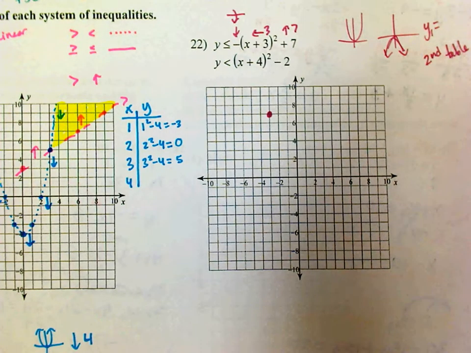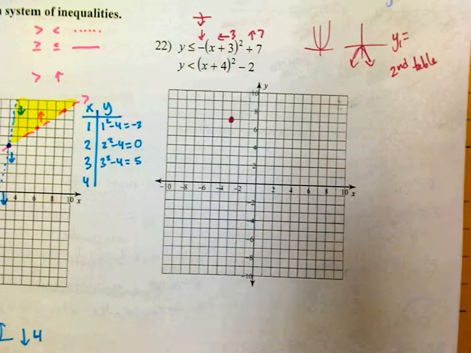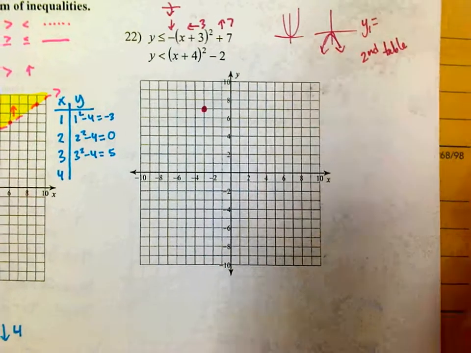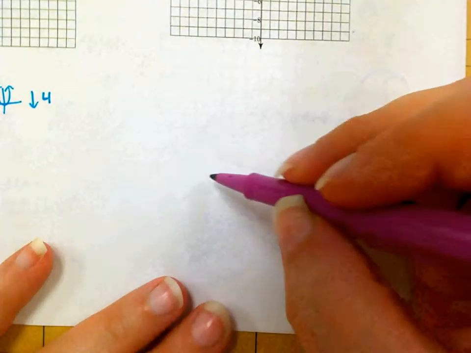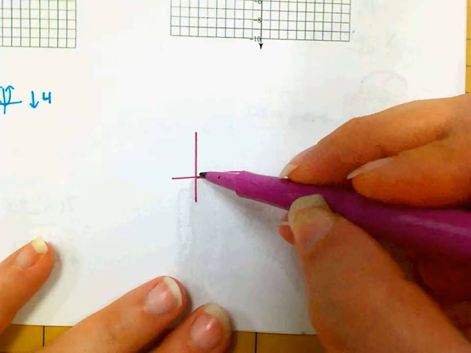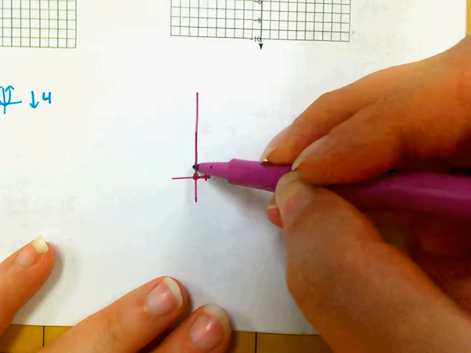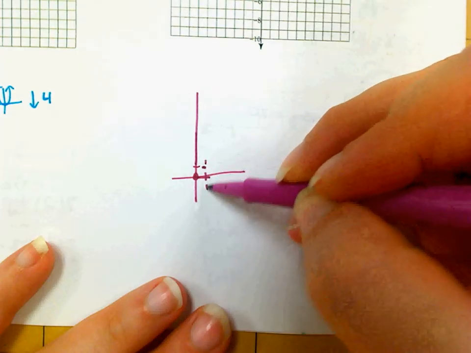Can I remind you of the pattern? Hey, what's 1 squared? What's 1 squared? 1? What's 2 squared? What's 3 squared?